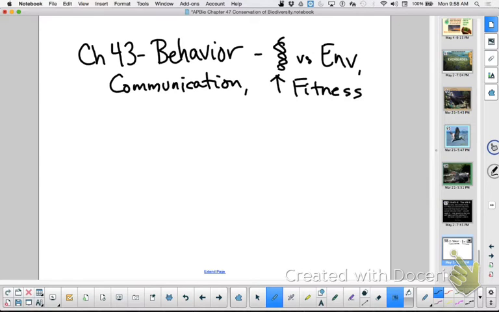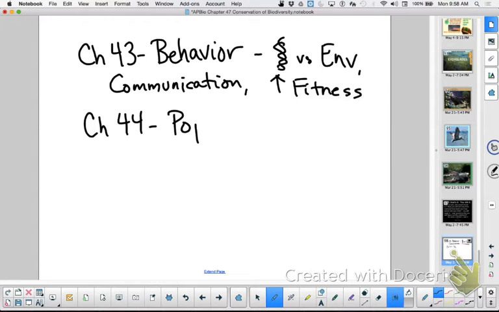Okay. Then we talked about behaviors that increase fitness, like territory. We talked about reproductive strategies and sexual selection. We talked about sociobiology and living together. And we talked about altruism. Remember that part? Okay, so that was all chapter 43. Okay, chapter 44.